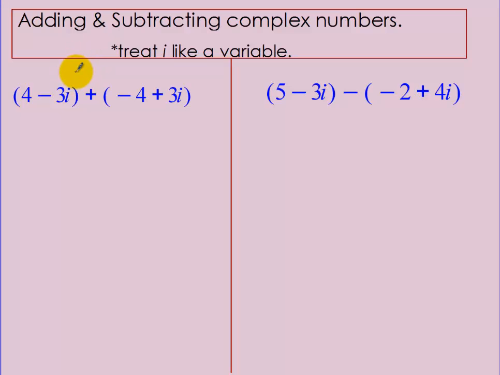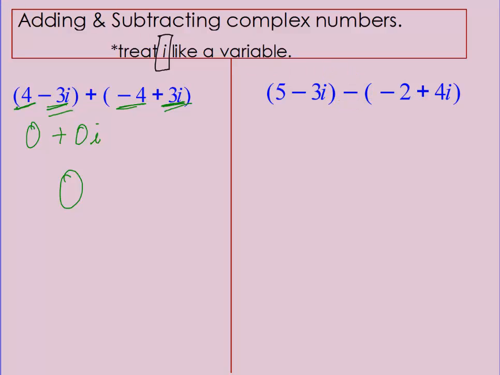Let's talk about adding and subtracting complex numbers. You treat the i like a variable, just like if it was an x. So it's like 4 minus 3i plus -4 plus 3i. Treat the i as an x. So combining like terms here, the 4 and the -4 are going to combine to 0. And then -3i and +3i are going to combine to 0i. So it's 0 plus 0i, which is just 0. It's kind of a terrible example.